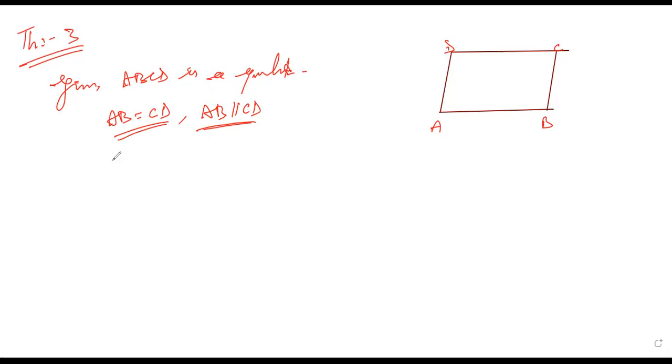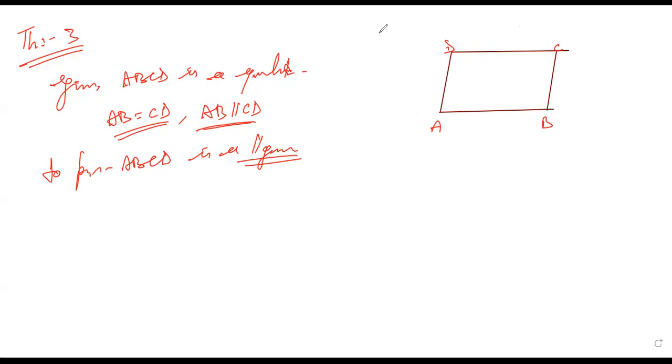When it is so, then we need to prove. So what do we need to prove? That ABCD is a parallelogram. We need to prove that this given figure ABCD is a parallelogram. So how can we prove this?